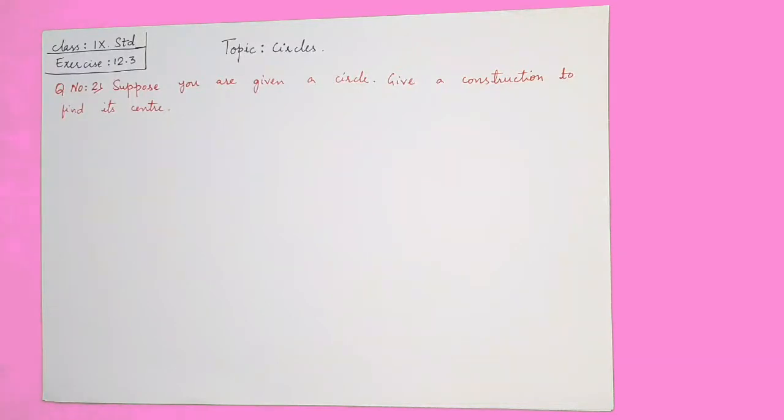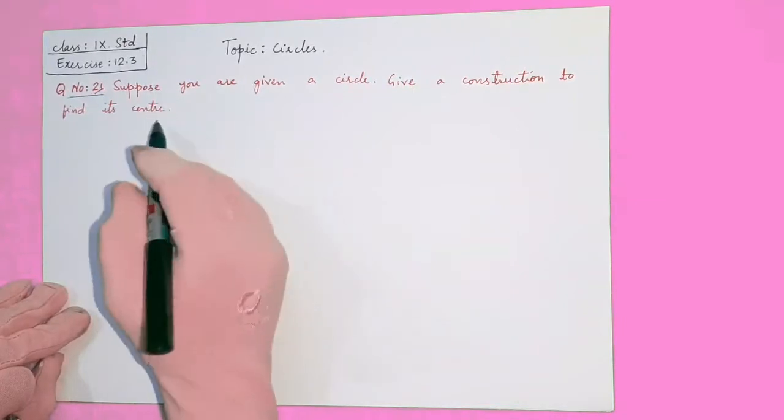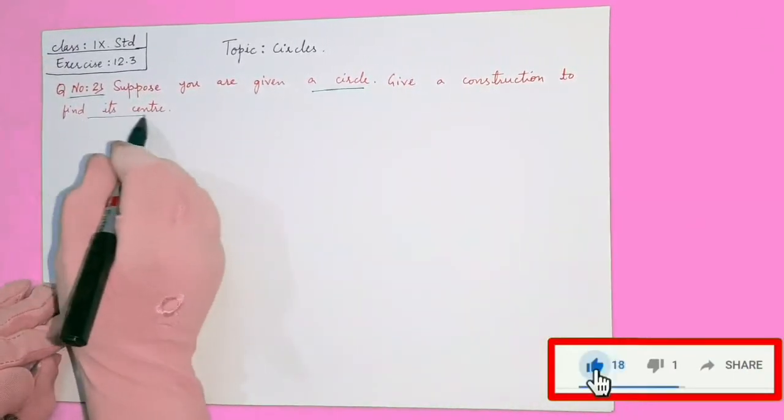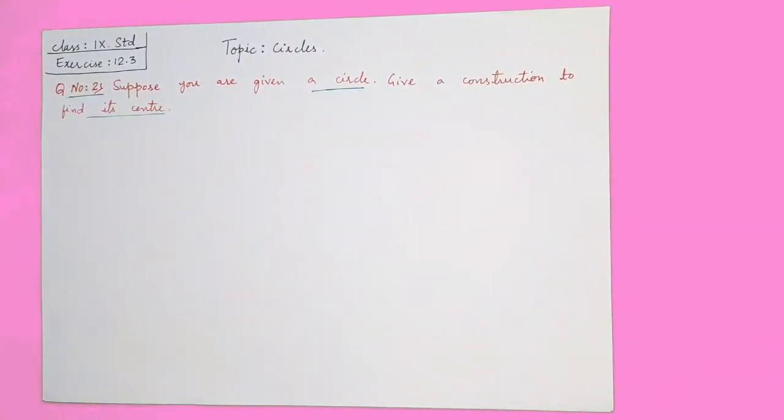Hello everyone. Now the circles exercise 12.3 question number 2. Suppose you are given a circle, give a construction to find its center. So what the question is here, if a circle is given to you, how will you find where the center is lying? When you are drawing a circle with the help of compasses, you will easily be able to understand where the center is.